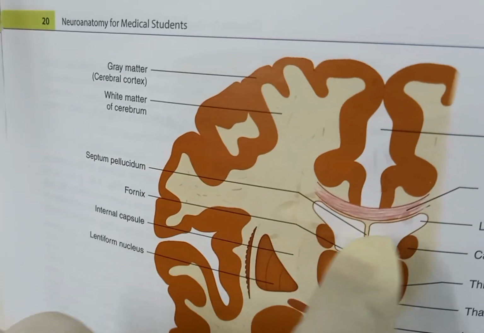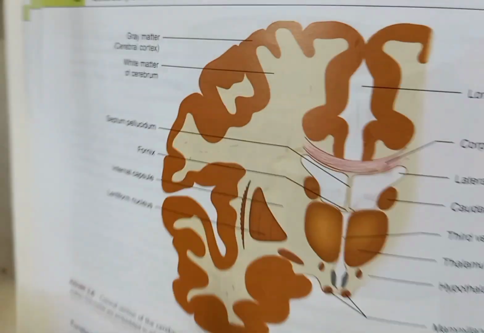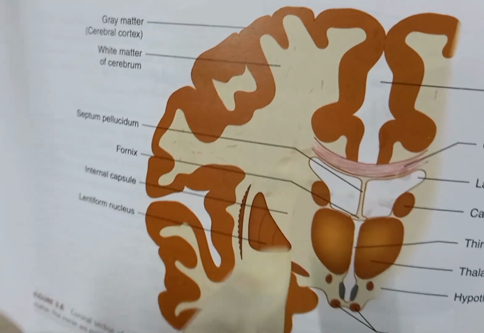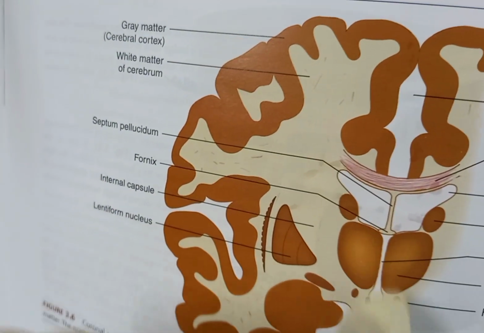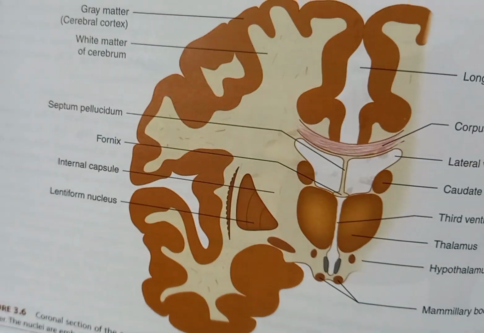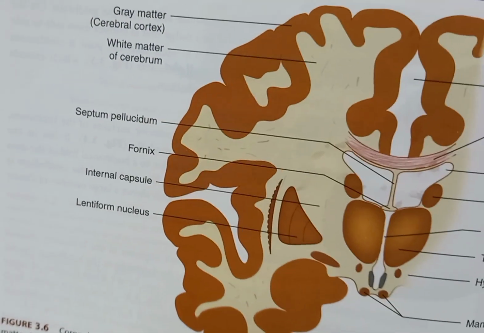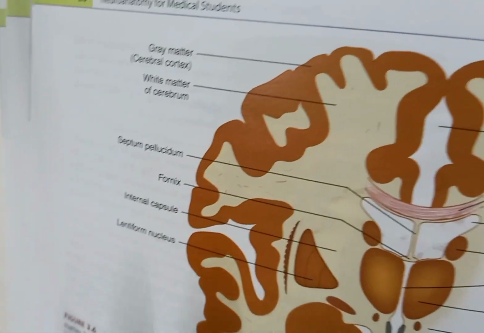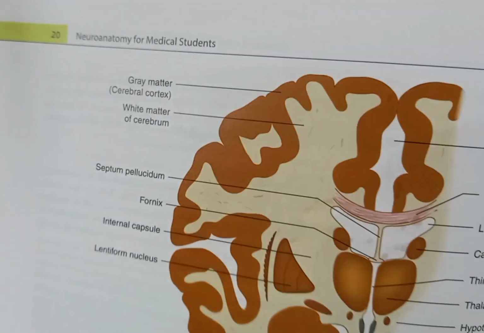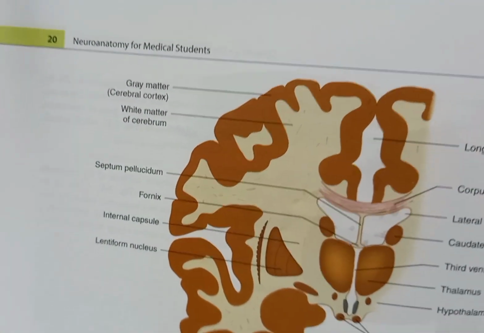And then you are also seeing these spaces, which in the cerebrum are called the right and left lateral ventricles, and in the midline there is also a space between the two thalami, which is called the third ventricle. So this was just a short video on the overview of the brain, just to introduce you to the brain.